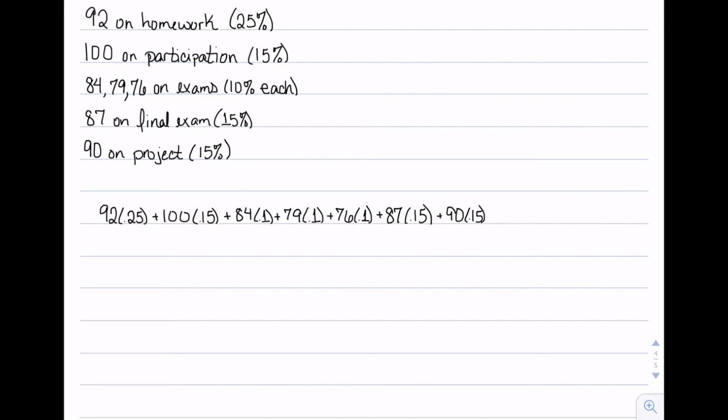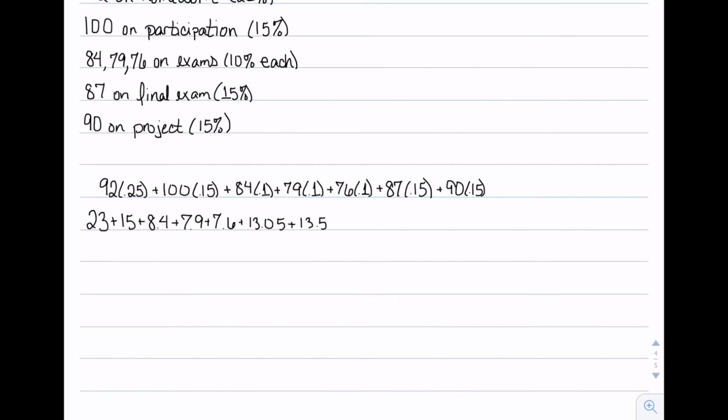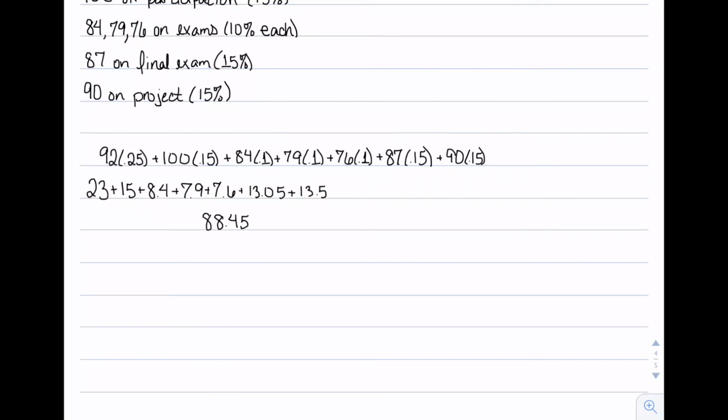Order of operations says we should start with our multiplication, so let's go ahead and do all of these multiplications. And this is what we have. And then our final step will be to actually add all of these numbers up. When we do, we get 88.45, so this is our final grade in this course, 88.45. Technically, we do need to divide by the sum of the weights, but in this case, the weights add up to 100% or 1, so there's no point in dividing by 1.